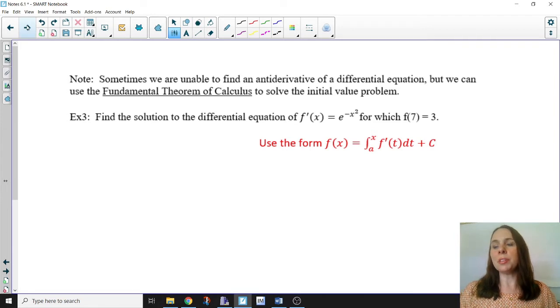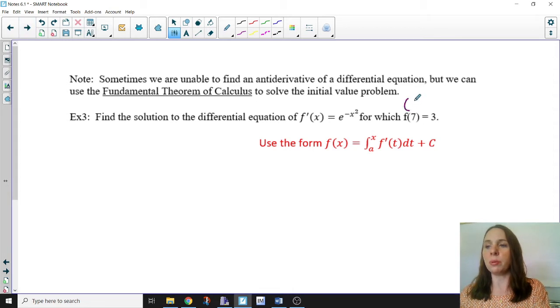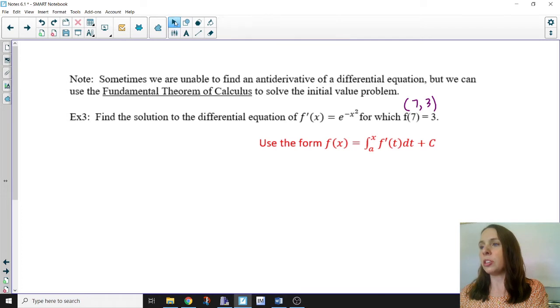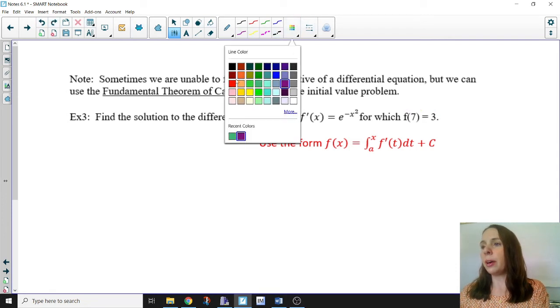But sometimes you're going to come across differential equations that you can't solve so easily. Take a look at example 3. It says, find the solution to the differential equation f prime of x equals e to the negative x squared, for which f of 7 equals 3. Keep in mind, this part is just giving you an ordered pair again, an x comma y, that the graph goes through. So what do we do in this case?